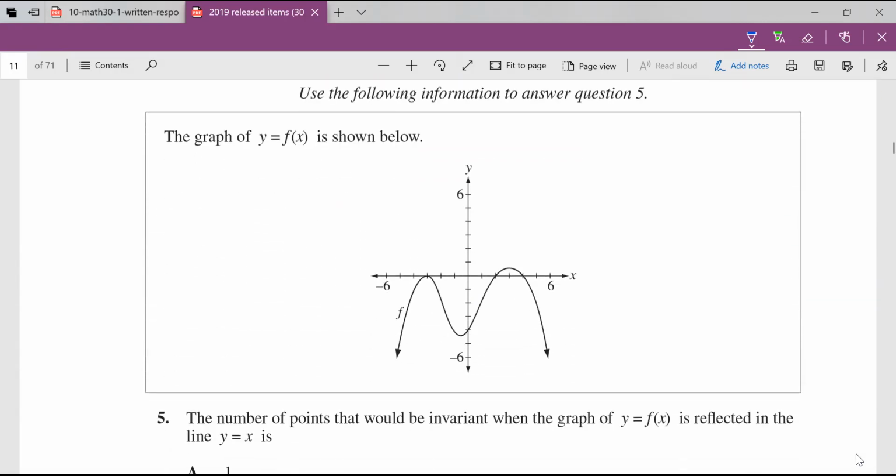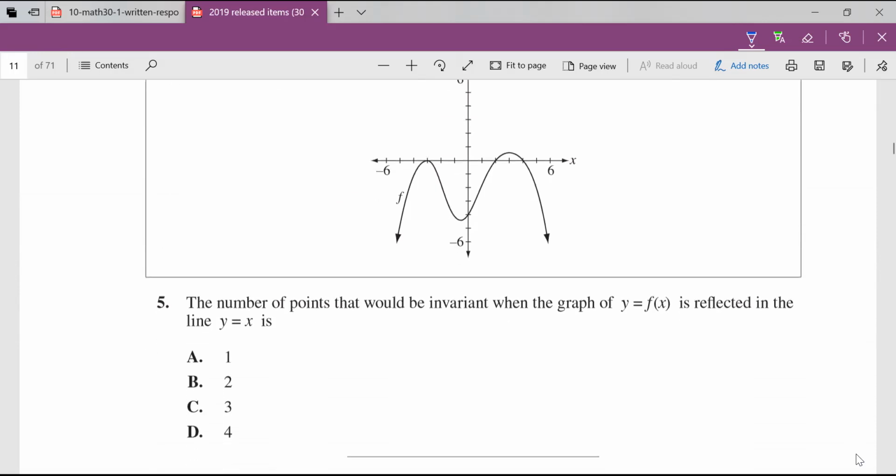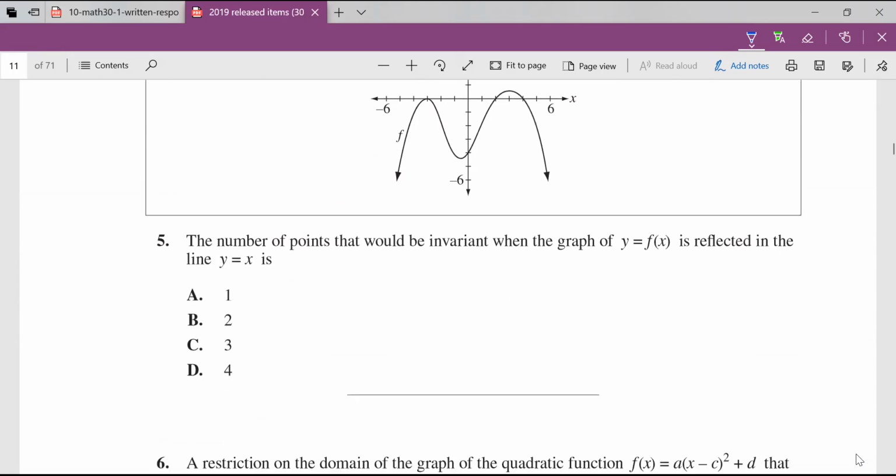All right, what do we got here? The graph of some polynomial, f at x, and we want the number of invariant points when the graph of y equals f at x is reflected in the line y equals x. Okay, what is this? This is an inverse. That's what that's trying to tell you.